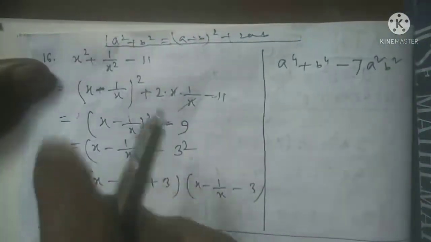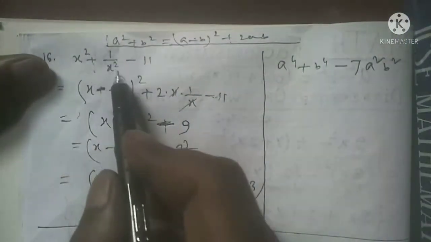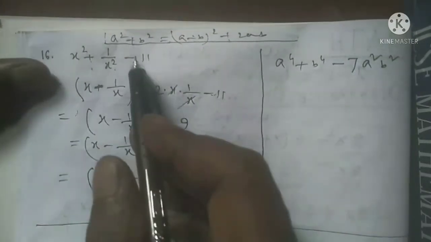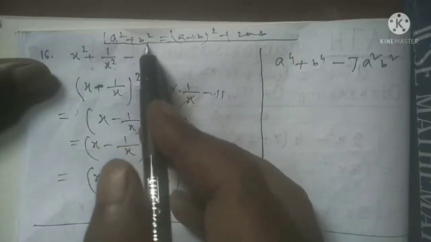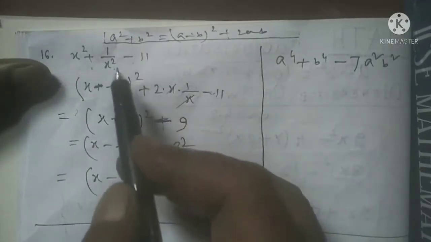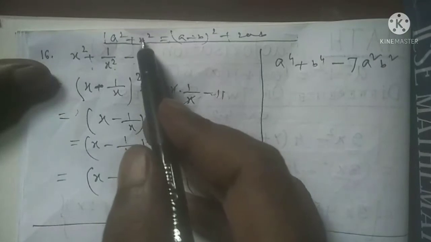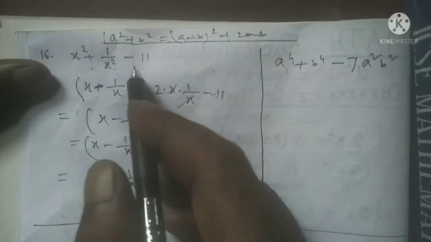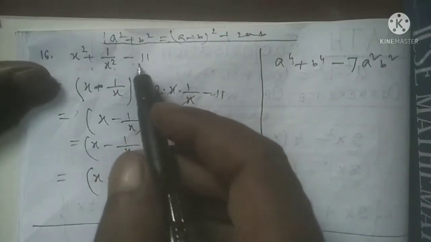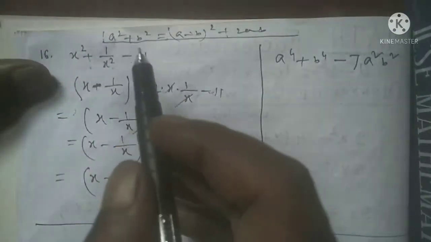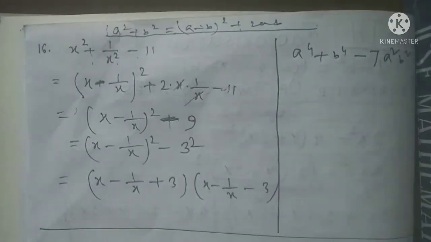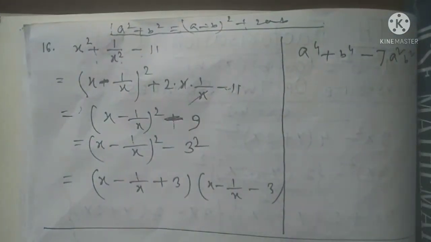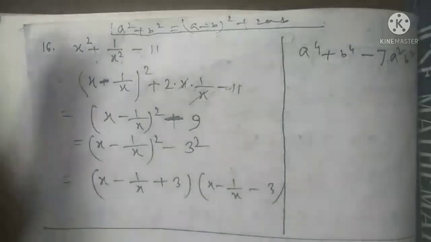So our next question: x square plus 1 by x square minus 11. So you have to make this into the form of a square plus b square. So, my dear student, in this question you have to apply two formulas. You have to apply only two formulas.